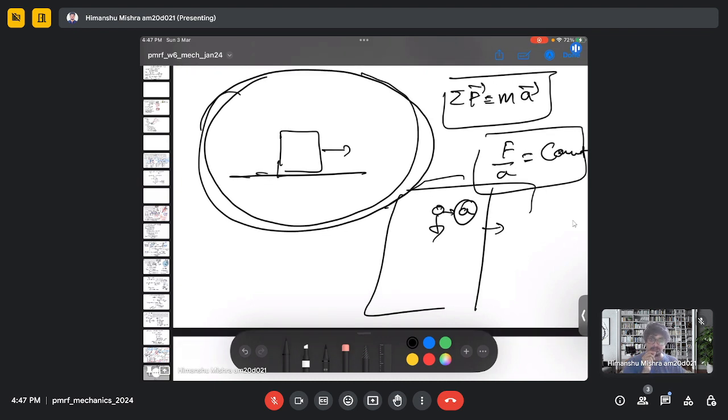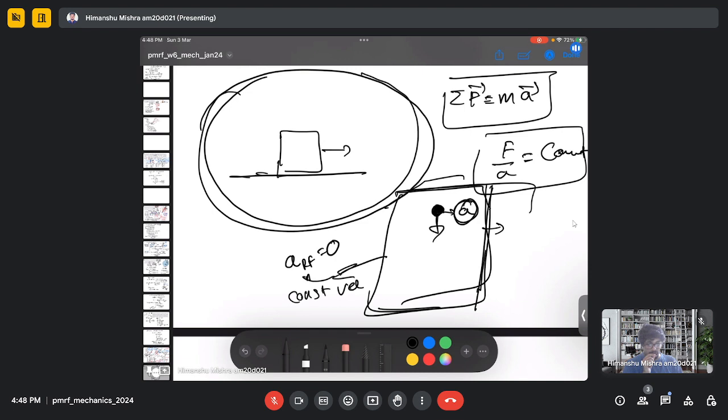Now, take another example where your frame of reference is moving at a constant speed, which means the acceleration of your frame of reference is zero. If you calculate the acceleration of this body, you will again get the absolute acceleration, because the frame is moving with a constant velocity, so its acceleration is zero. You can get the correct value of acceleration.